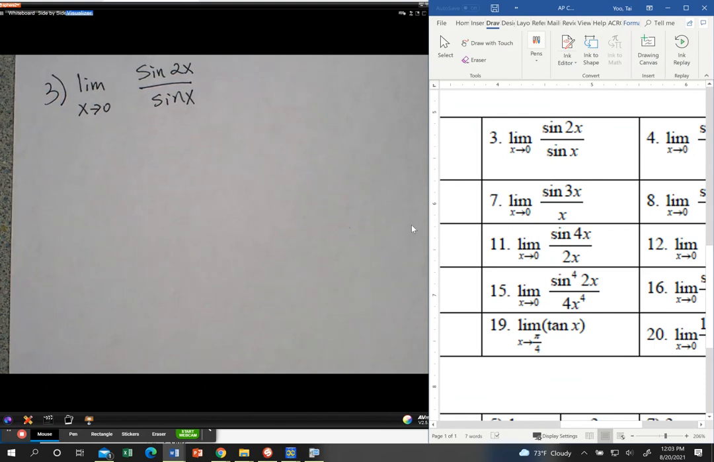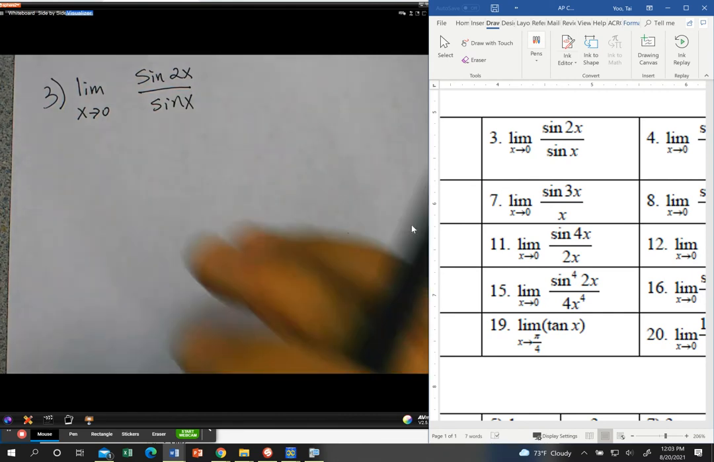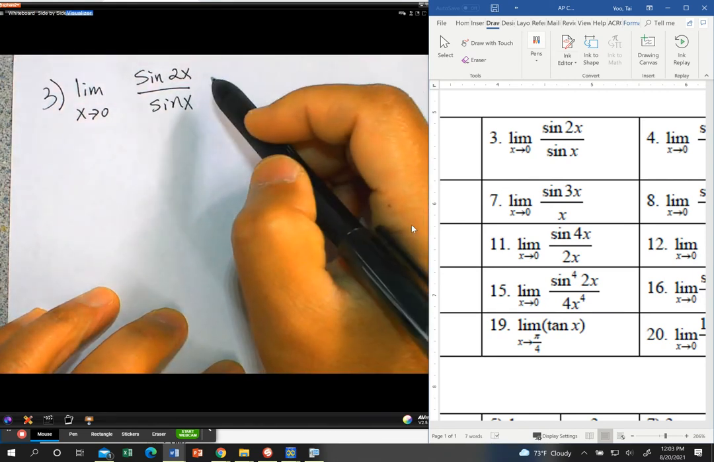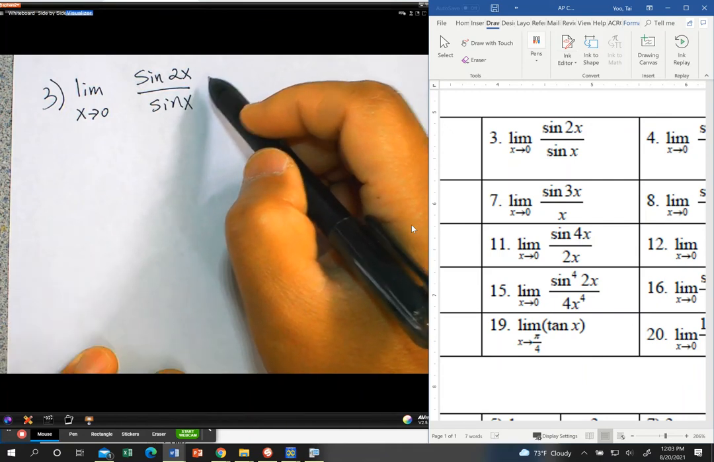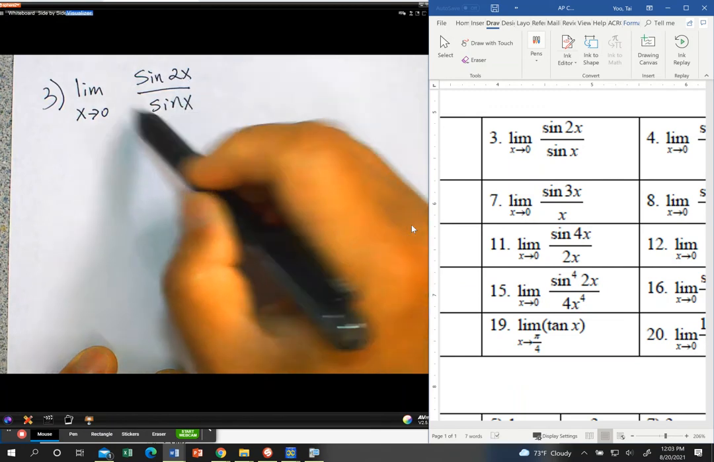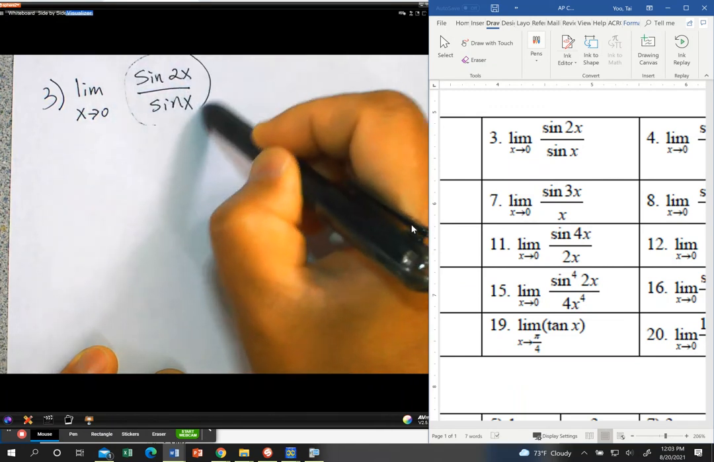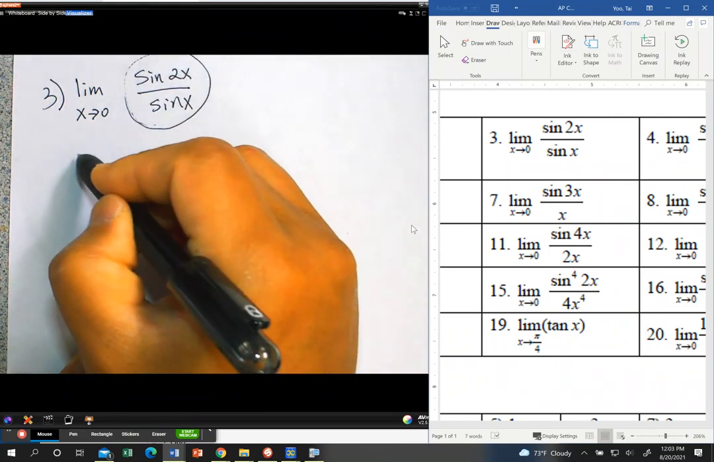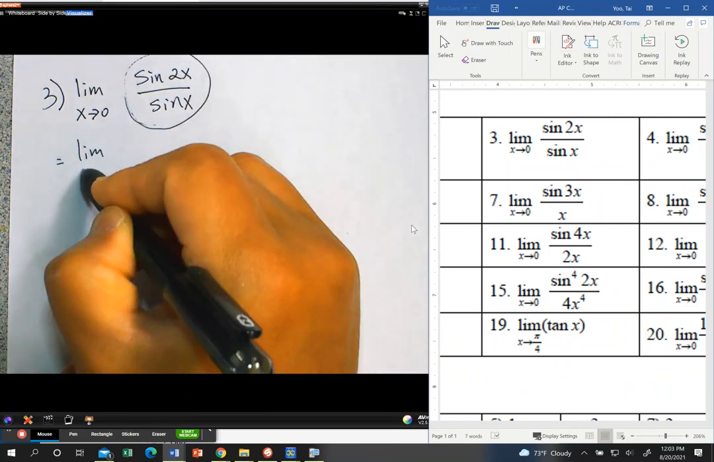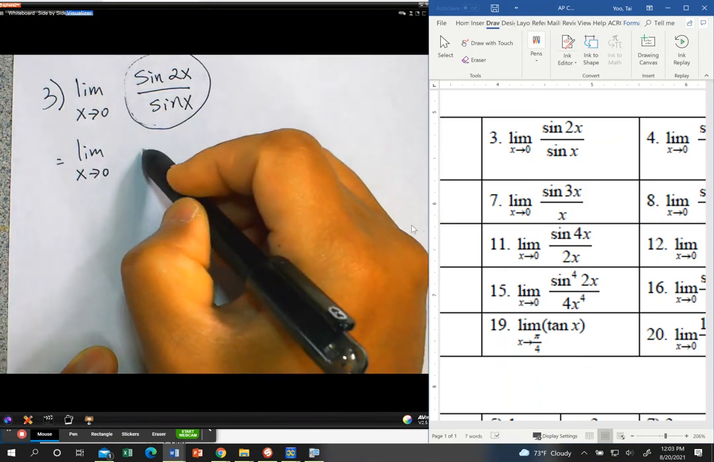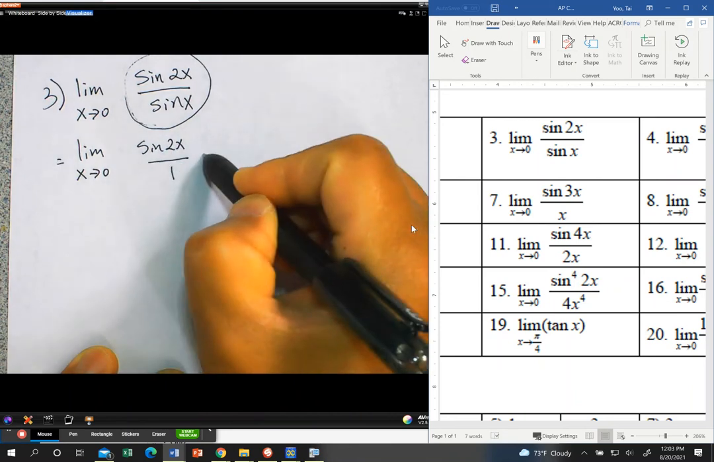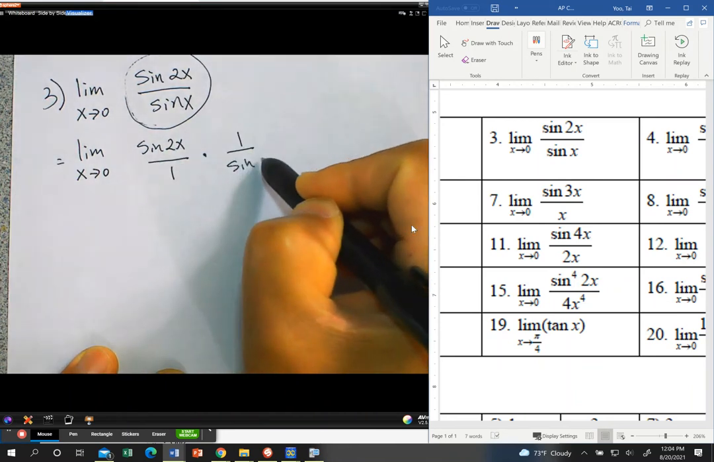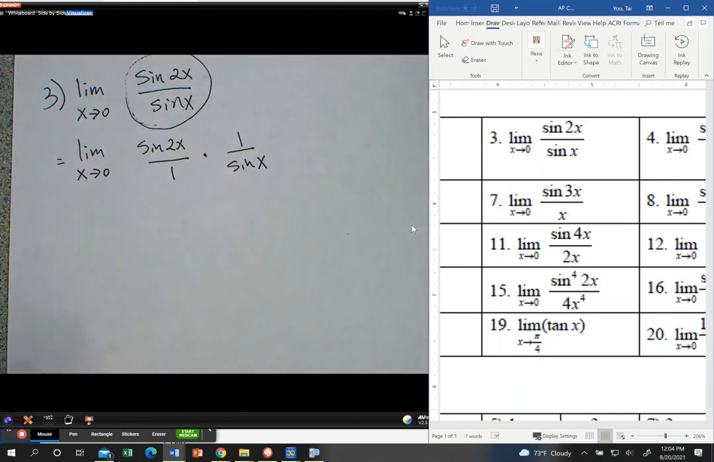Alright, now we're looking at number 3. Someone's going to help us with this problem. You could simplify sine 2x to 2 times sine x times cos. Okay, so first, there is no such formula like this. You need to separate this. So how do you separate this? This is limit x goes to 0, sine 2x over 1 times 1 over sine x. You need to separate them like that.